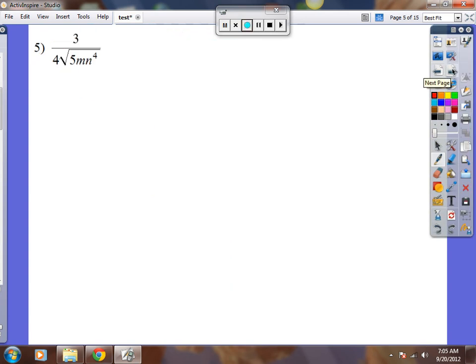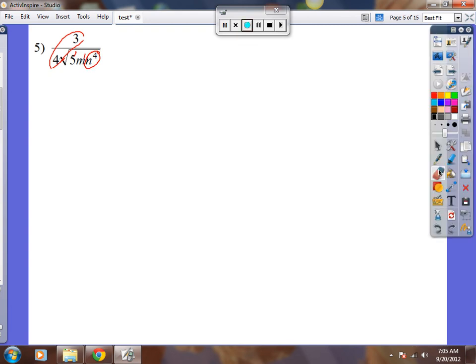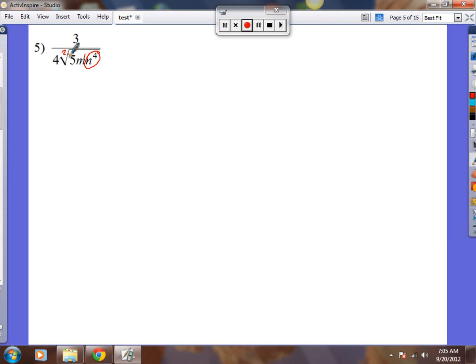5 is also a fraction. Okay, 3/4. Can you simplify 3/4? No, you can't. Underneath, can you pull anything out? 5, I only have 1 of them. M, I have 1 of them. Okay, this guy right here should catch your eye. The index is 2. It's a square root, and you've got 4 m's. So how many of those m's can you pull out? If your index is 2, you can pull them out in groups of 2.